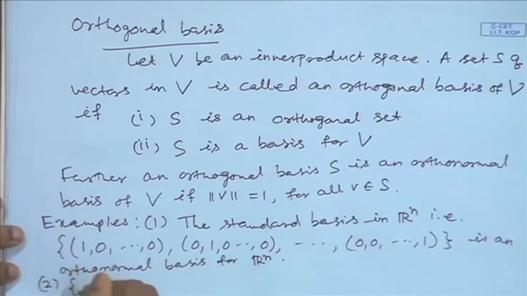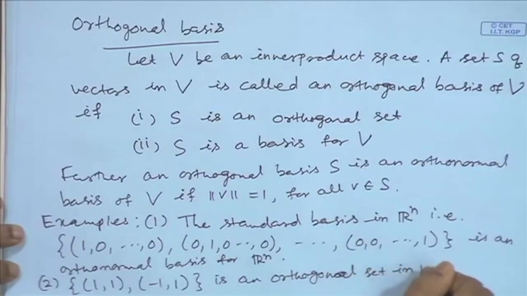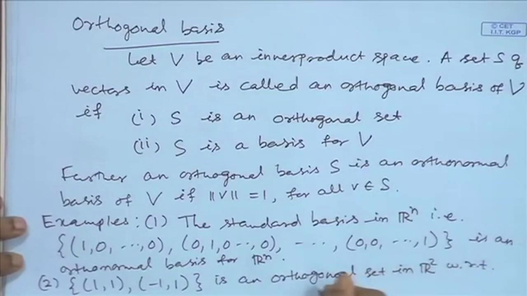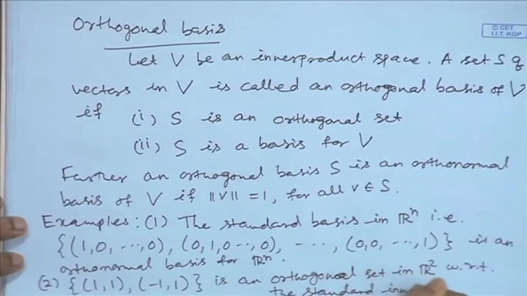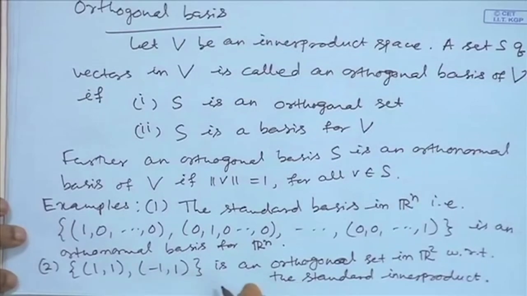The second example is like this. Here we shall see that this set consisting of vectors (1, 1) and (-1, 1) is an orthogonal set in R2 with respect to the standard inner product. If we change this inner product and take a different one, then these vectors need not be orthogonal. So it is important to mention with respect to which inner product the vectors are orthogonal.